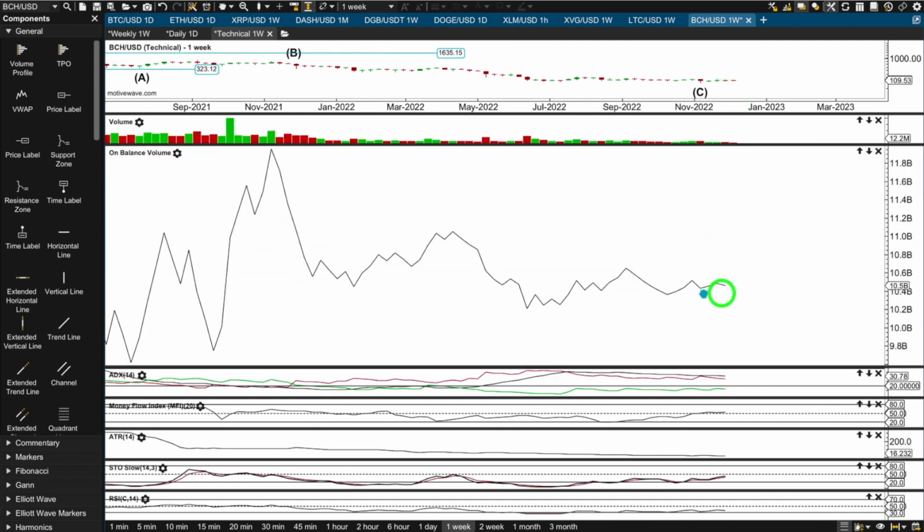On balance volume is exhibiting some bullish divergence with price. It's been doing that for a while though, and yet price has been continuing lower, so it doesn't mean price can't continue lower and that divergence develop further.